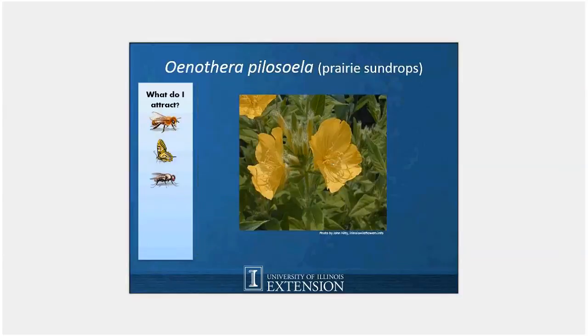Another one is prairie sundrops. This also is a late spring, early summer bloomer. It has these really large yellow petals with these showy floral parts on a fuzzy stem. This is full sun. It actually requires moist conditions.